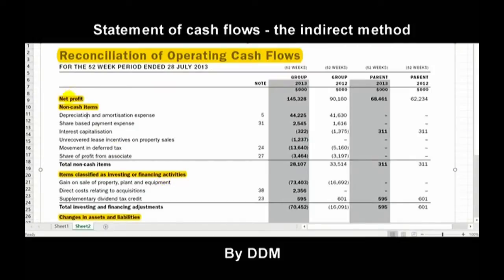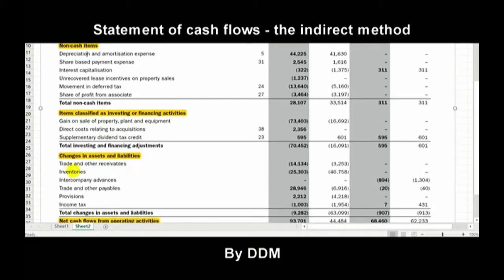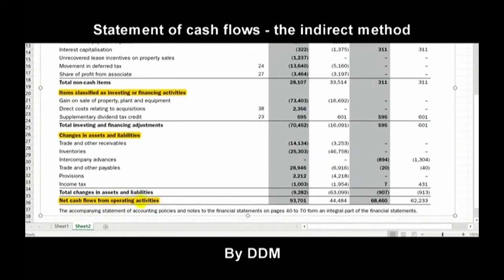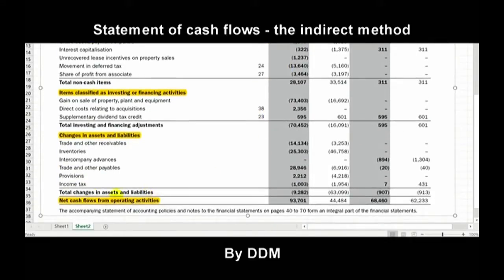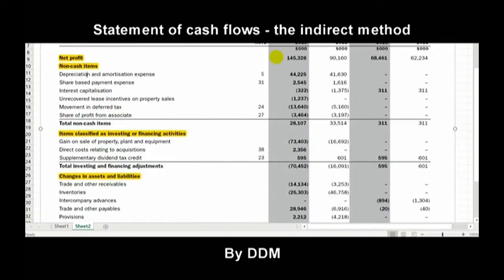Basically, we start from net profit. We take into account the non-cash items classified as investing or financing activities, and changes in assets and liabilities, we get net cash flows from operating activities. So from this net profit, after we add some numbers and subtract some numbers, eventually we get the net cash flow from operating activities. For example, from the net profit, we subtract the increase in trade and other receivables.